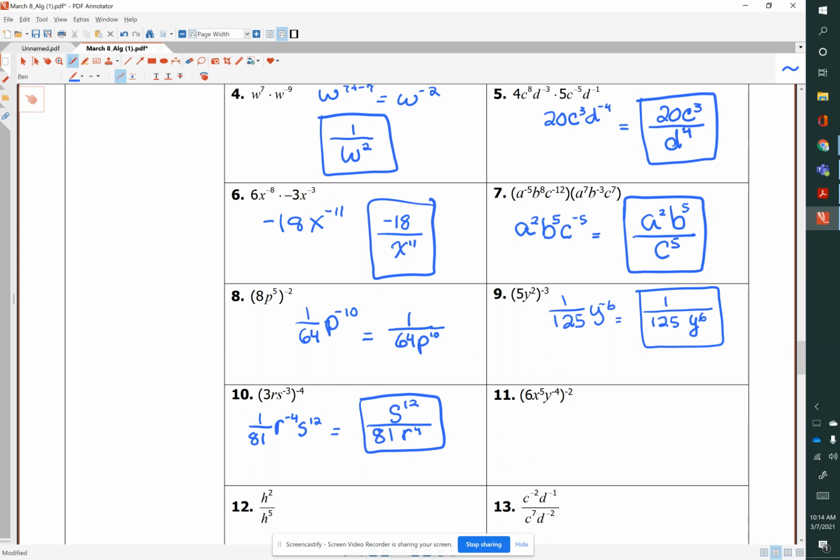And number 11, 6 to the negative 2 power is 1 over 36. X, 5 times negative 2 is negative 10. Y, negative 4 times negative 2 is a positive 8. So in our numerator, this is similar to number 10, we're going to have y to the 8th power in the numerator. We can make this 1 invisible, and in our denominator, 36x to the 10th power.